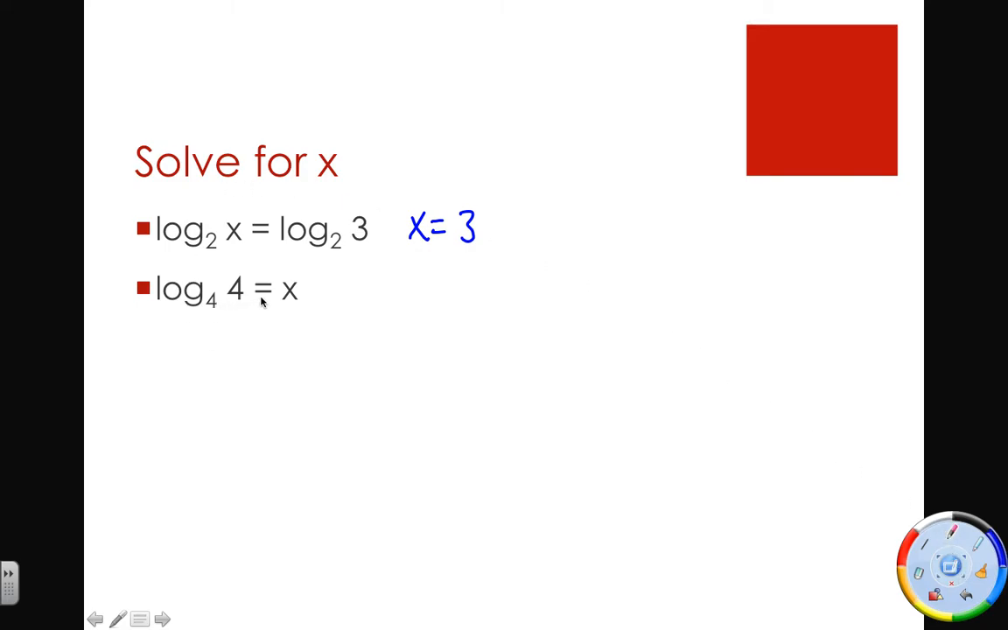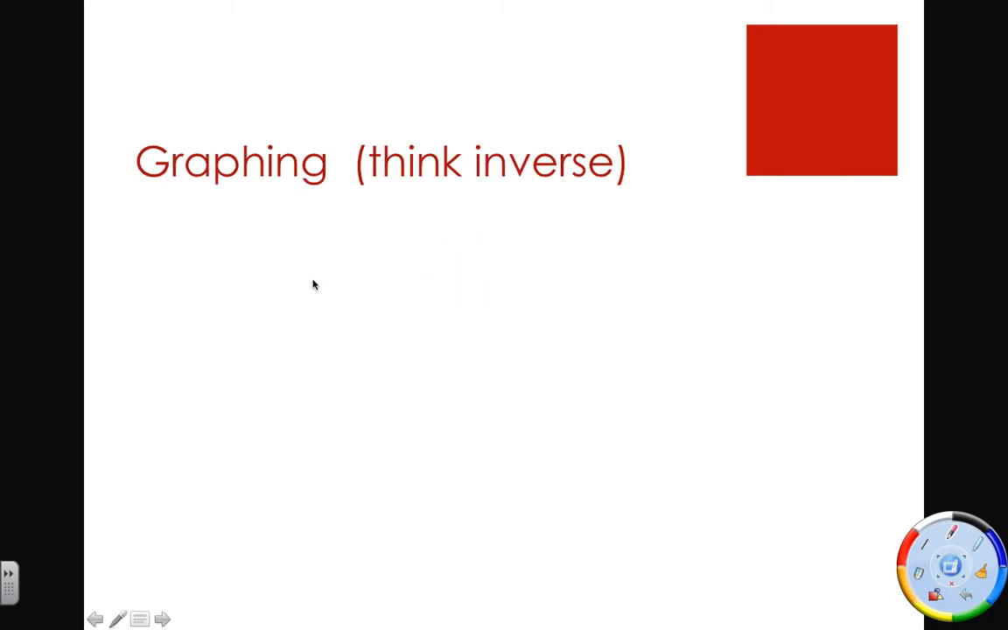Log base 4 of 4 equals x. Well, some of you are thinking these are way too easy, and some of them are. For right now, you're only allowed easy questions to be able to solve for x. Later, we'll get the hard ones. All right? Well, in this case, my property says if I use the base and the number, it's just 1. Log base 4 of 4 is just 1.